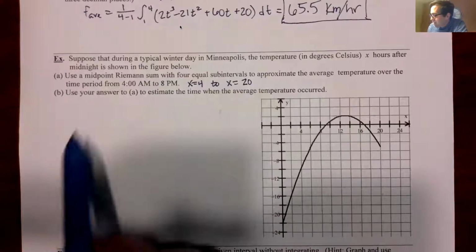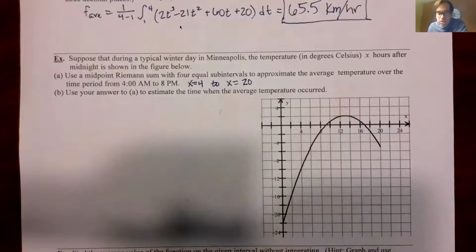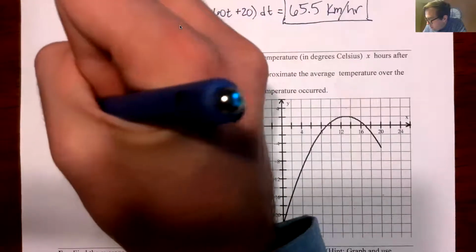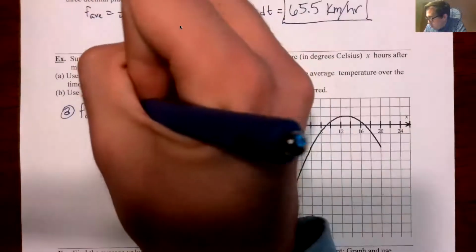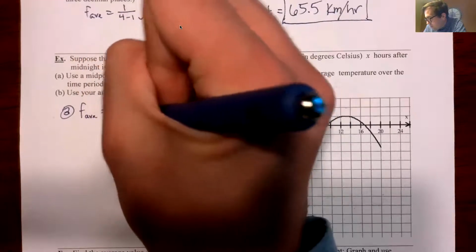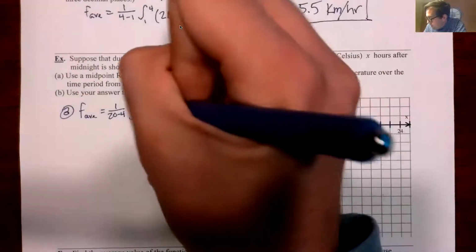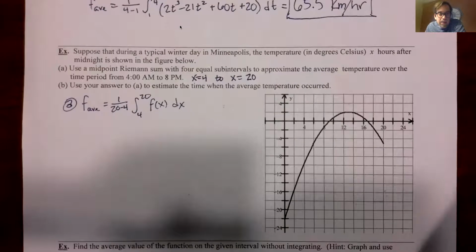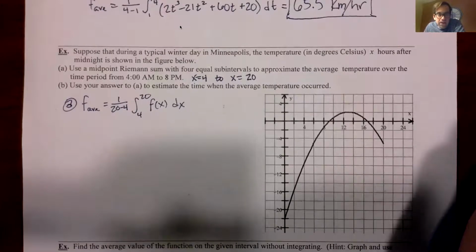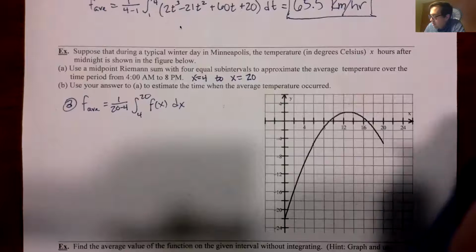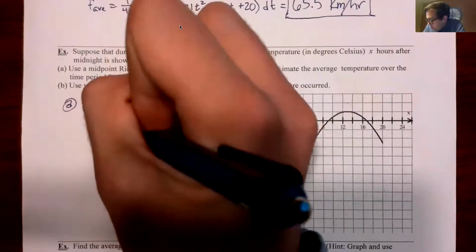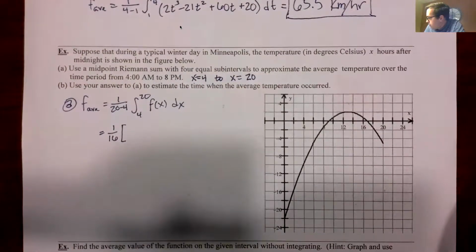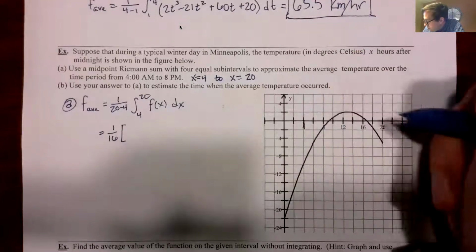And we are going to be finding, first of all, the average temperature. So let's write that out, first of all, using our formula. So A is going to be F average, which is going to be 1 over 20 minus 4, integral from 4 to 20 of f of x dx. We don't know f of x, so I'm just writing it as f of x as a placeholder. And we're just supposed to be doing midpoint Riemann sums with 4 equal subintervals to figure this out. So we know it's 1/16, but I don't know what is going on in between. We know that there's going to be 4 subintervals, and I'm going from 4 to 20.